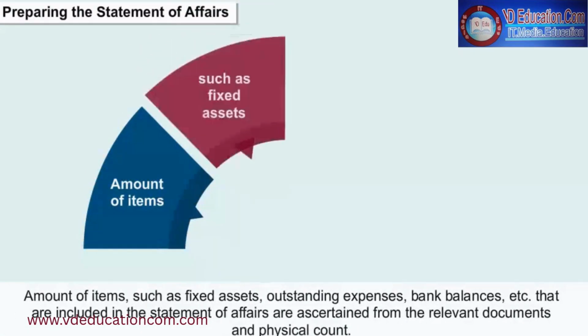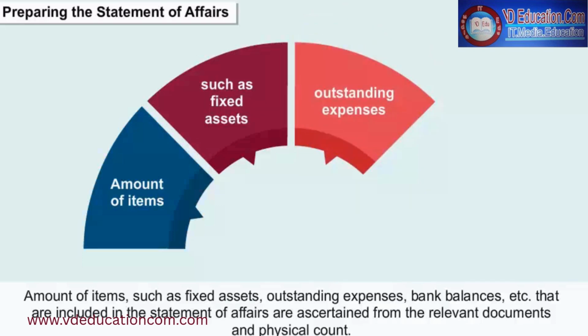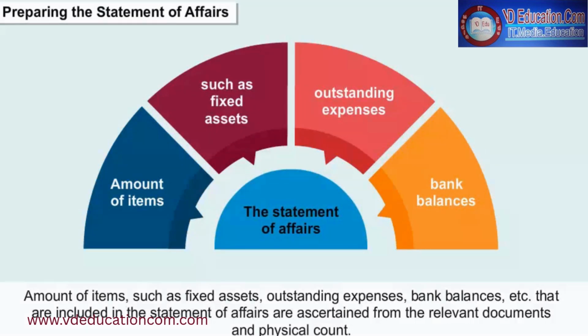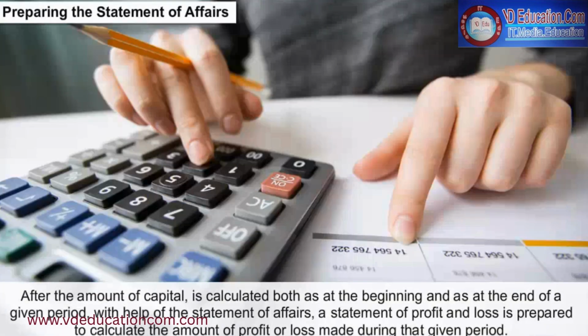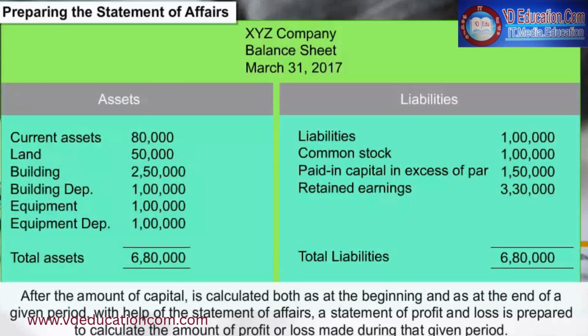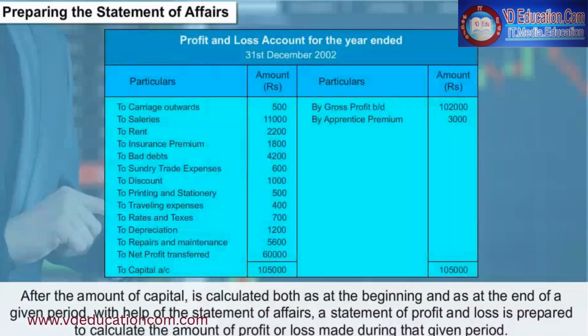Amount of items such as fixed assets, outstanding expenses, bank balances, etc., that are included in the statement of affairs are ascertained from the relevant documents and physical count. After the amount of capital is calculated both as at the beginning and as at the end of a given period with the help of statement of affairs, a statement of profit and loss is prepared to calculate the amount of profit or loss made during that given period.